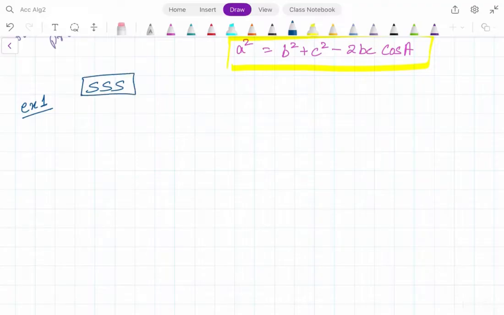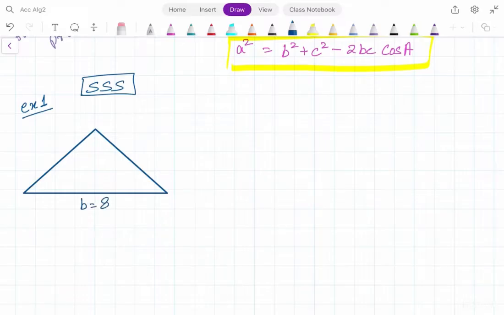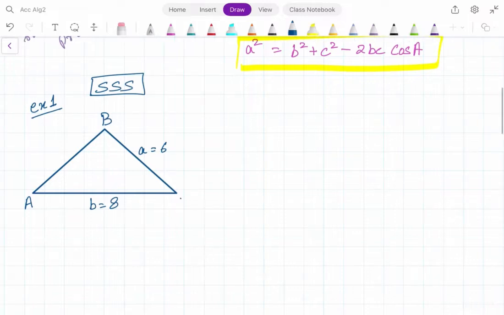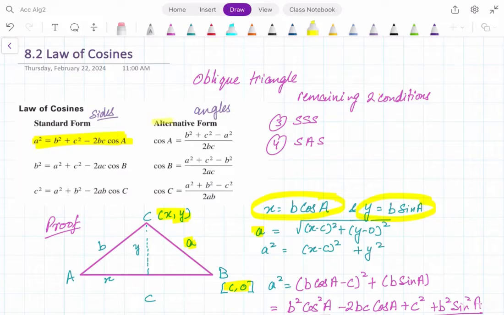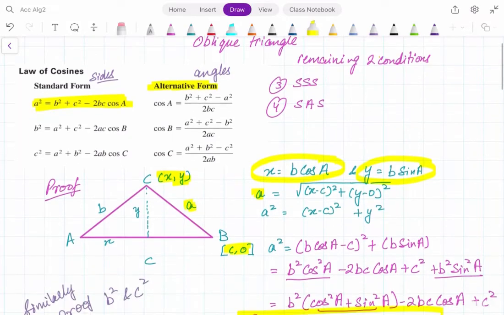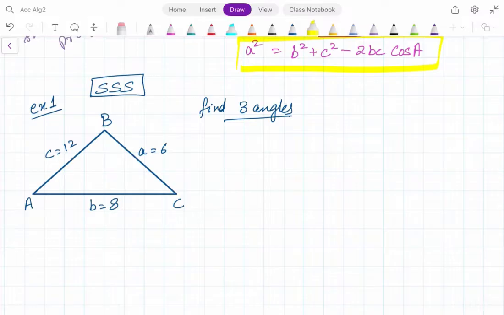This example is for side, side, side. If all three sides are given, they are asking us to use the alternate formula to find the angles. So we need to find three angles, and we will use cos A, cos B, and cos C. This alternate form is derived from the standard one, the one that is used for the sides. It is just isolating the angles.